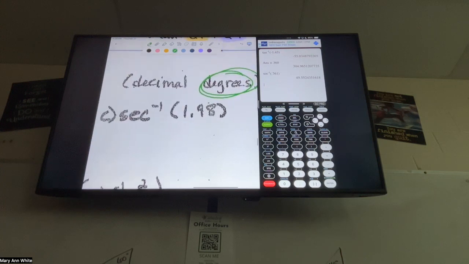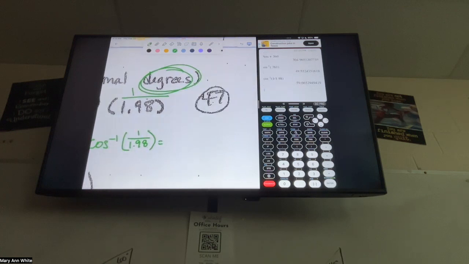Now, on the next one, it says secant to the negative 1 of 1.98. Is there a secant button? No. Okay. We normally do 1 over cos when we have an angle. When we have a decimal like this or the ratio, we're actually going to do 1 over the ratio and change this to my cosine. So when I flip the secant to just be normal cosine instead of 1 over cosine, I also have to flip the number in my parentheses to make that 1 over 1.98. So 1 over 1.98, second cosine. Oh, gotta do second cosine, not normal cosine. And I got 59.6652, or 53, I guess.